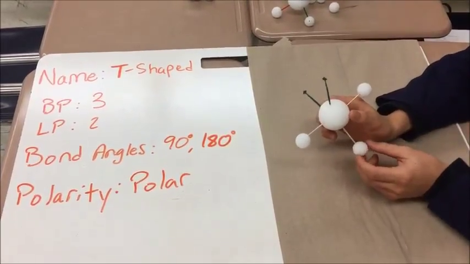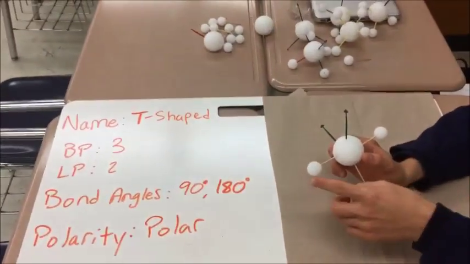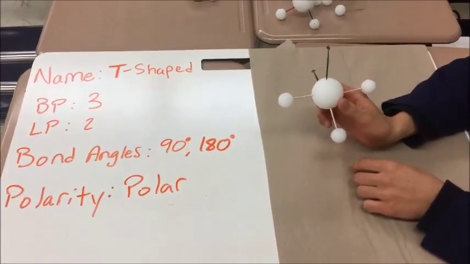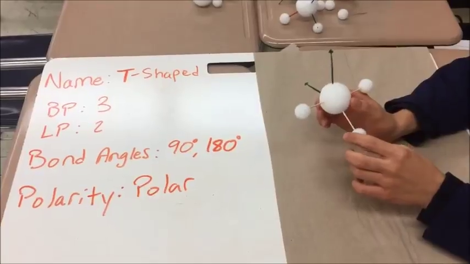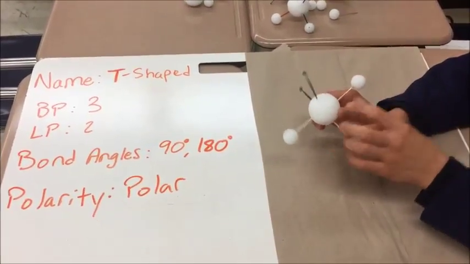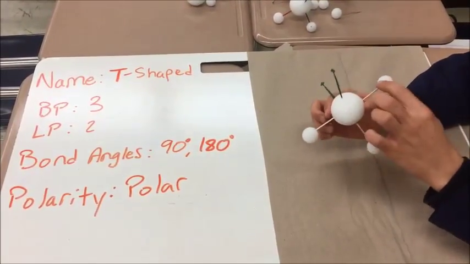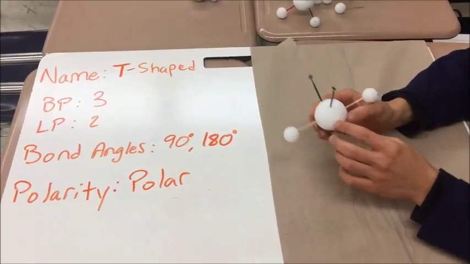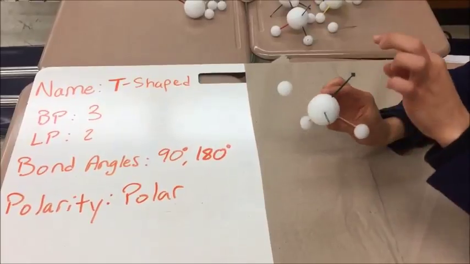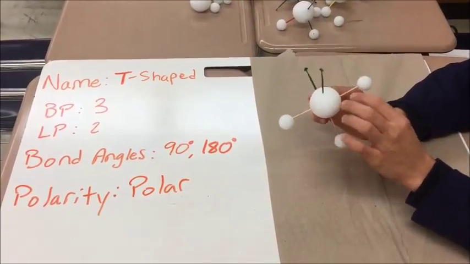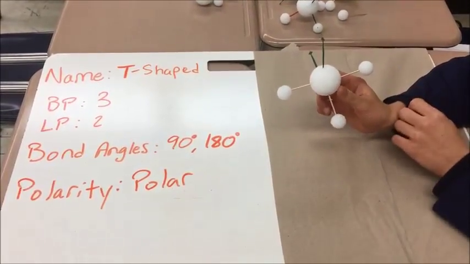This is T-shaped because the atoms form a T shape. There are 3 bonded pairs and 2 unbonded pairs. The bond angles are 90 and 180 between there, and this is also 90. And the polarity is polar because this does not cancel out with another atom in the center. So the charges.